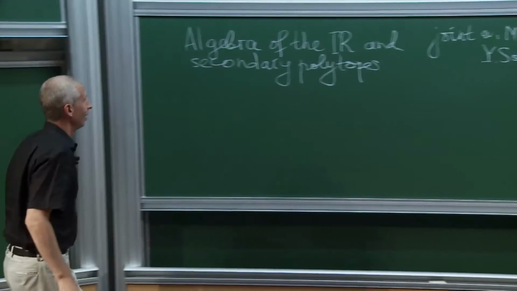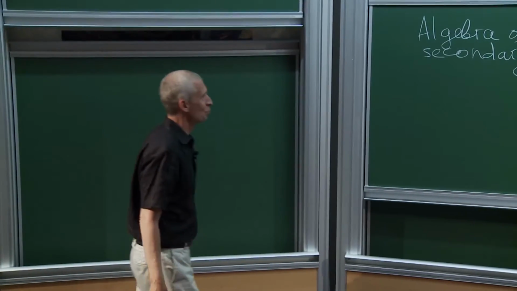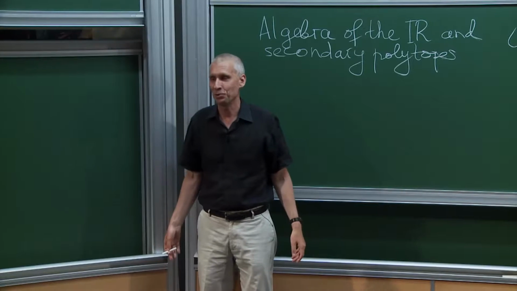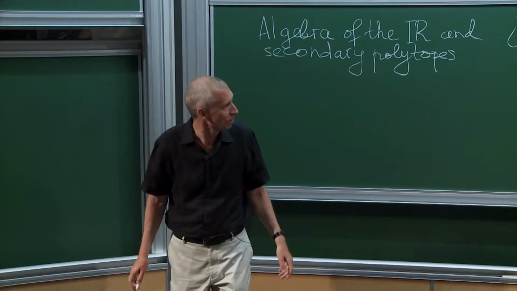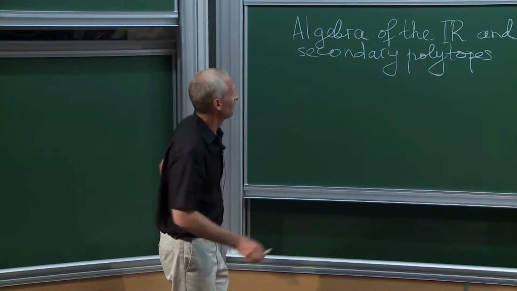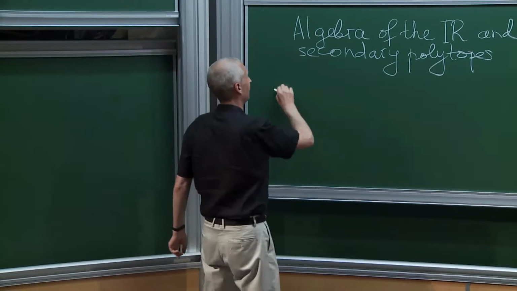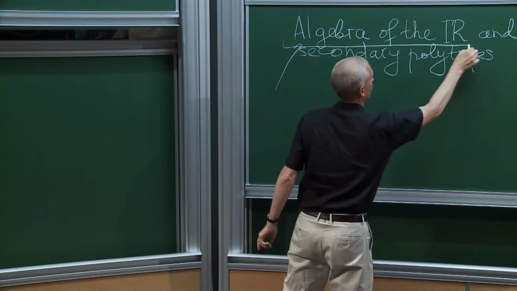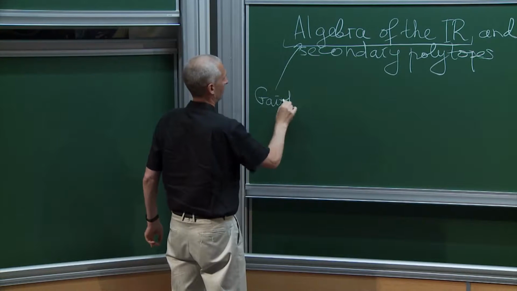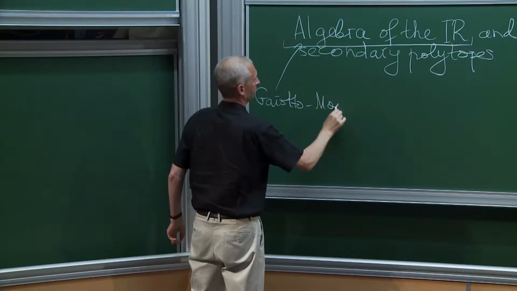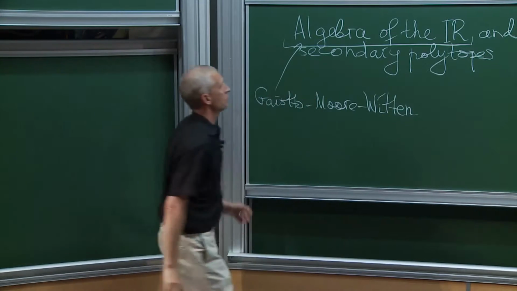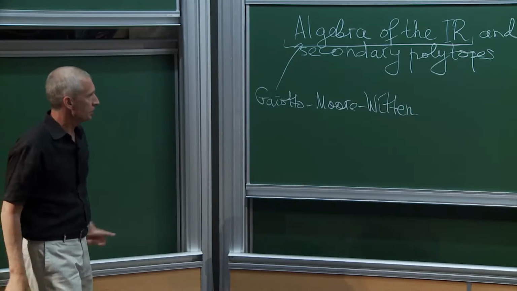First of all, it may be a little unusual for mathematicians, the term algebra of the infrared. It was borrowed from the title of the work of Gaiotto, Moore, and Witten. I will not start with this. I'll just say that the term comes from this work, I'll explain a little bit later.